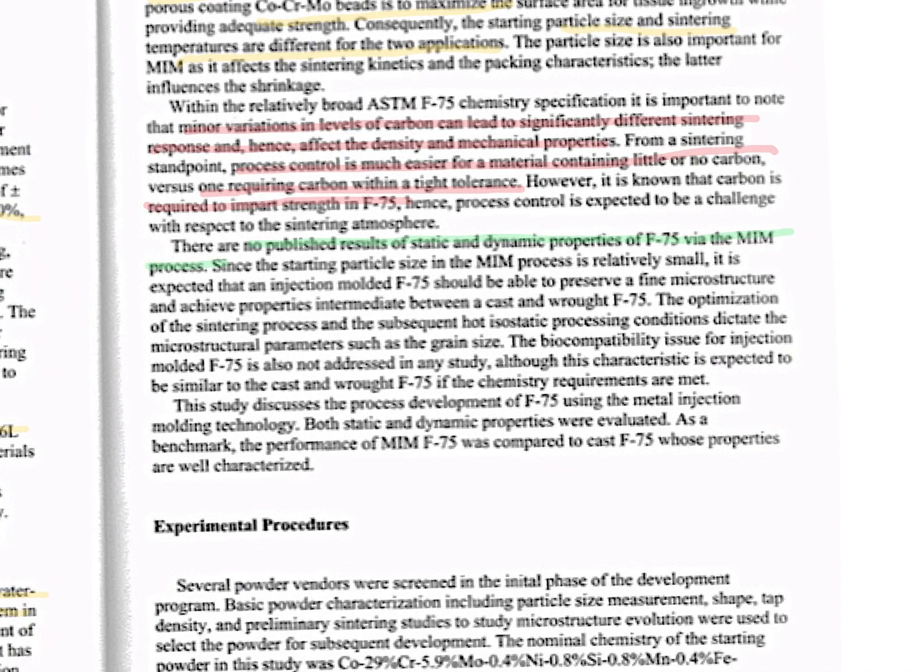So we want, as it says, a fine microstructure, properties intermediate between cast and wrought F75. And let's see. Heat conditions, microstructure parameters, grain size, and then something we really haven't talked about, but biocompatibility is not investigated in the study. That was true at that time. Of course, they've beaten the heck out of biocompatibility since then.